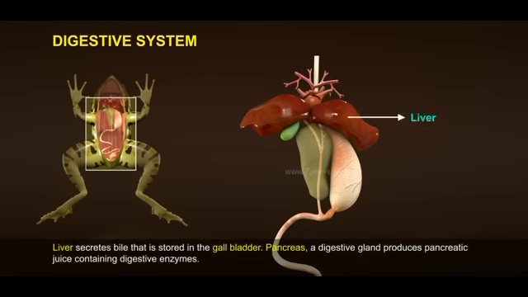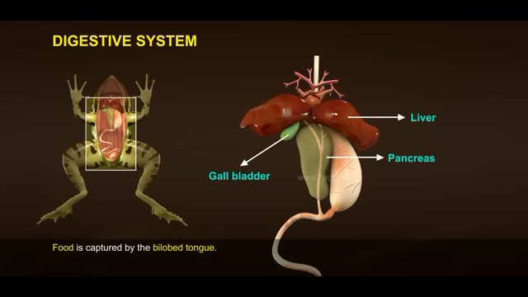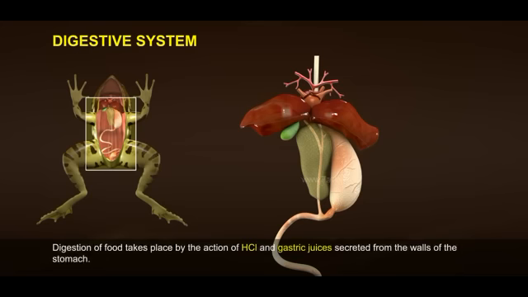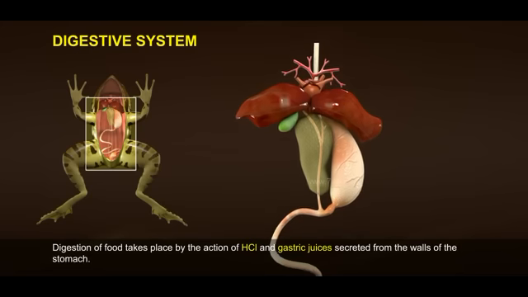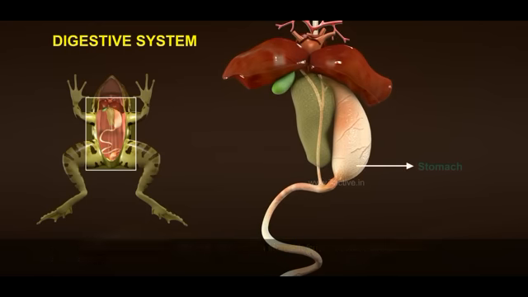The liver secretes bile that is stored in the gallbladder. The pancreas, a digestive gland, produces pancreatic juice containing digestive enzymes. Food is captured by the bilobed tongue. Digestion of food takes place by the action of HCl and gastric juices secreted from the walls of the stomach.